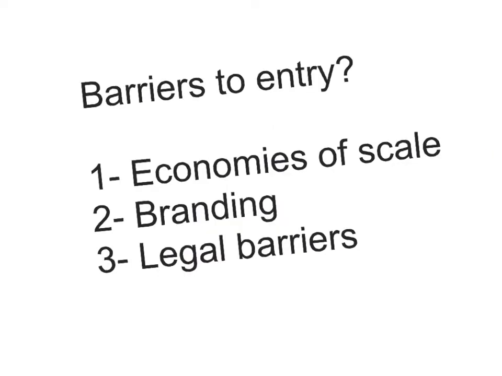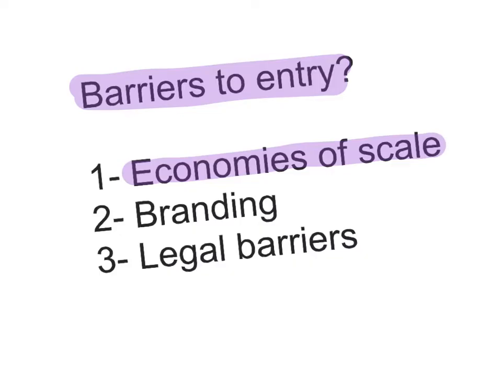So what are some examples of those barriers to entry that prevent new competitors from entering the market? The first could be that the monopolist has realized very significant economies of scale. Because of this, the per unit costs in the long run are very low, and a new competitor might not be able to produce at such a low unit cost. Therefore, in this case, the economies of scale act as a barrier to entry.